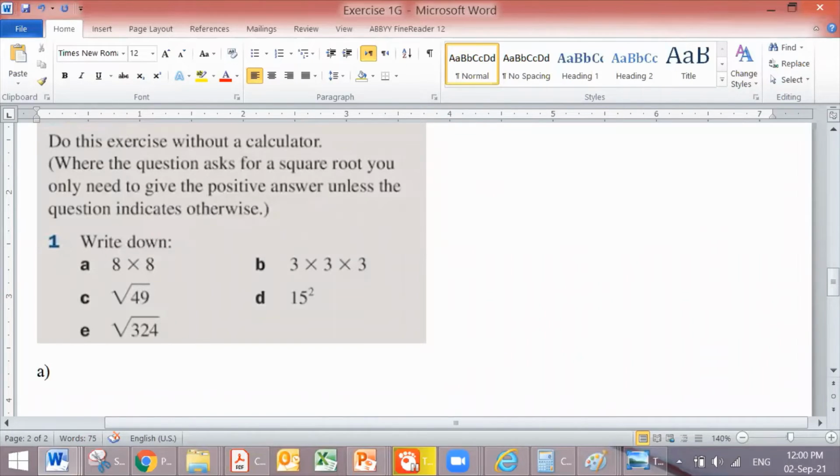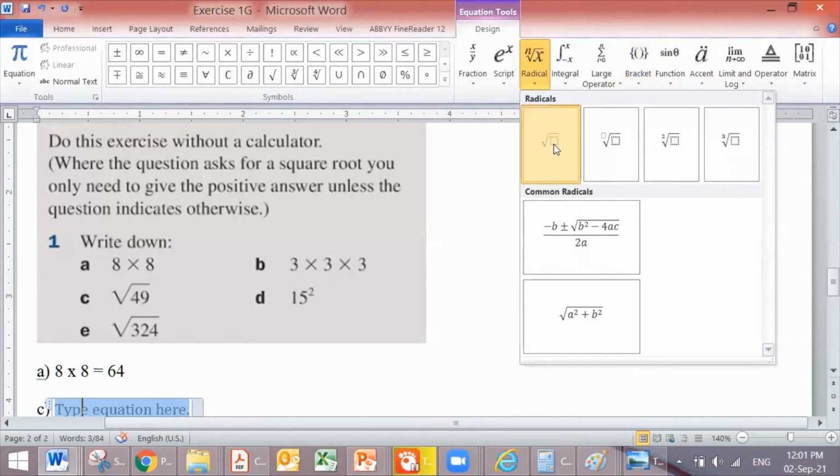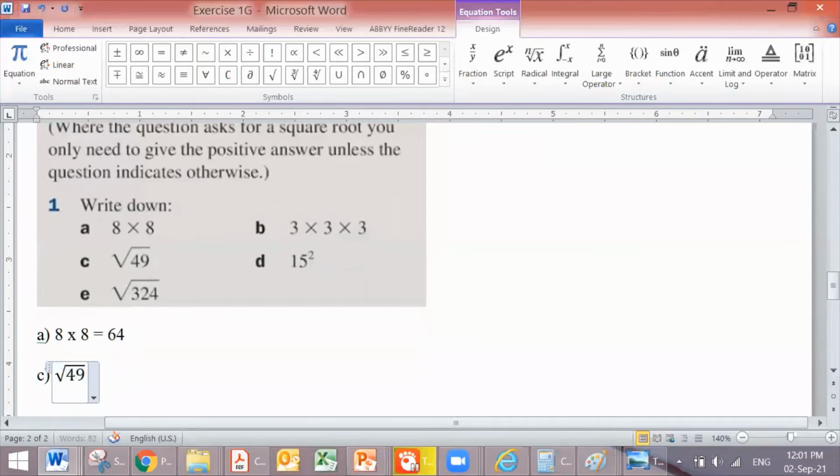So in part A, you just have to multiply 8 by 8 and the answer will be 64. So 8 8s are 64. And these questions are very easy. Like in part C, you have to find the square root of 49. So what will be the answer? Yes, very good. Correct answer.